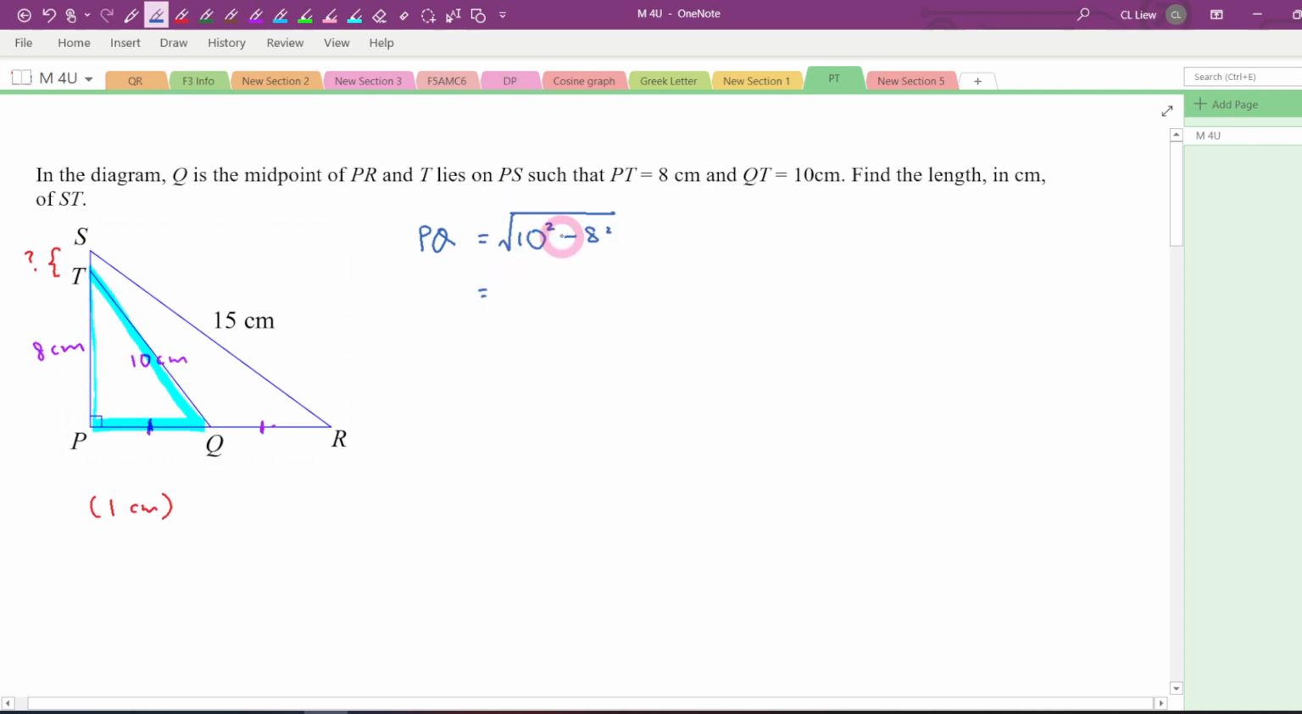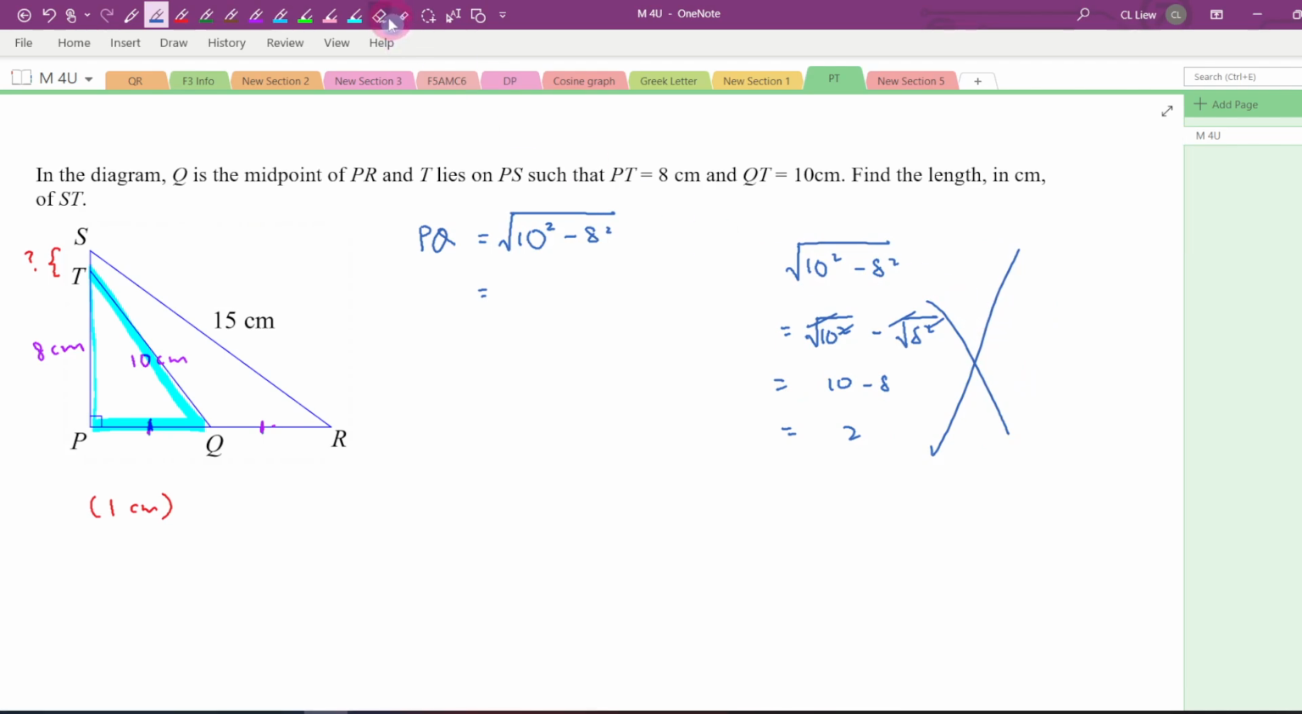Okay, be careful. Some students might do it this way, which is actually not correct. Some students do it this way, and then they cancel this. 10 minus 8 is equal to 2. No, this is not correct. You cannot do it this way. It's not correct. You can press your calculator. This one is actually not equal to 2.